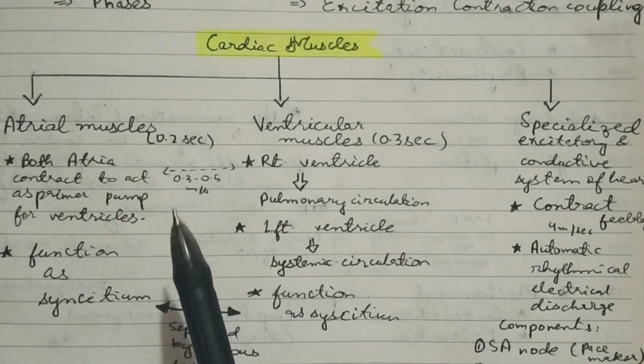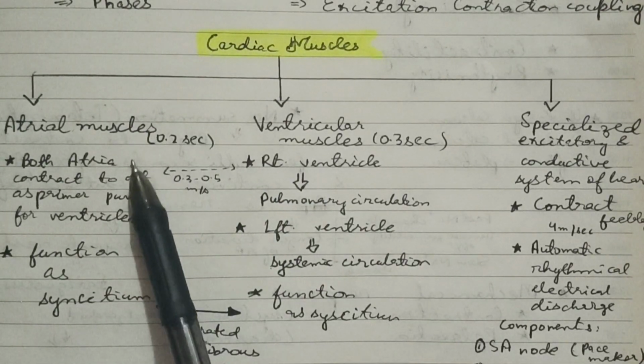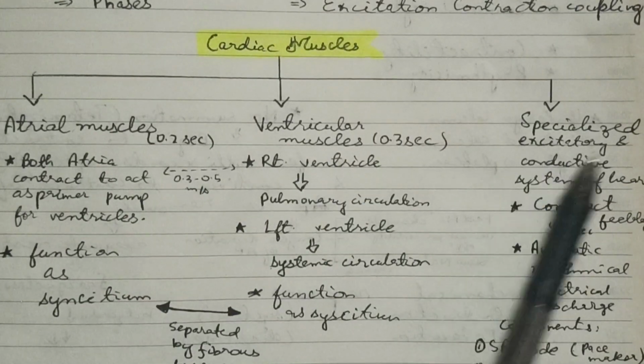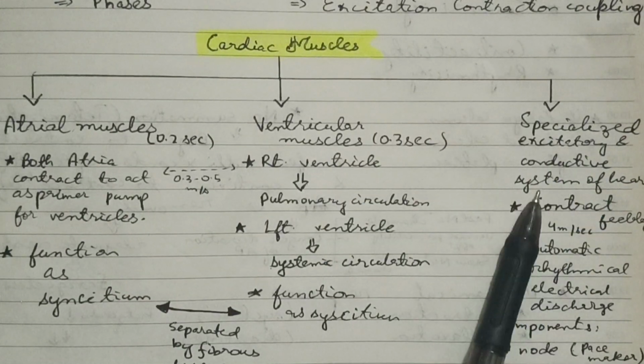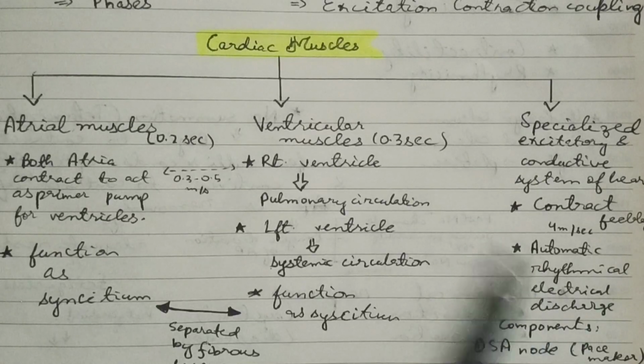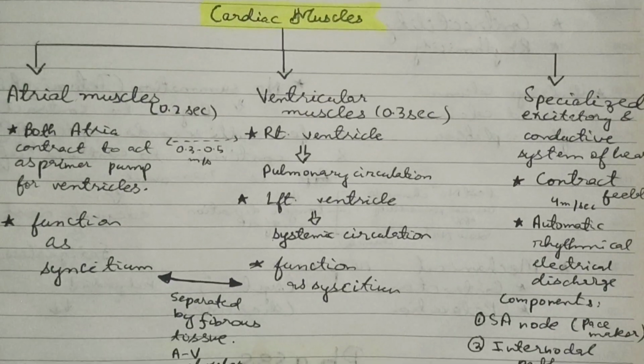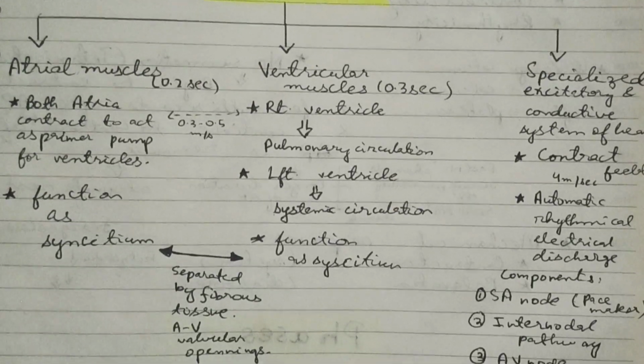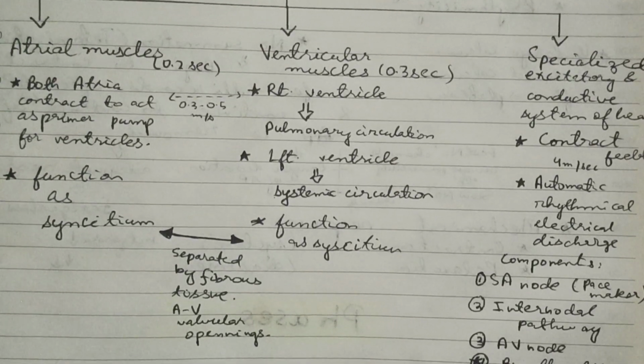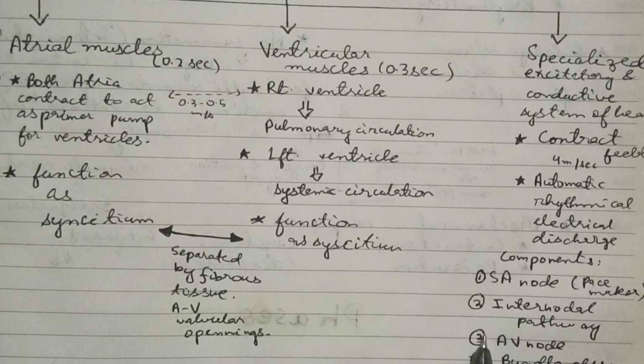The atrial muscles get innervation from the specialized excitatory and conductive system of the heart, which has five components. The main component is the sinoatrial node, or the SA node, which is also known as the pacemaker of the heart. It has mainly five components: the SA node, internodal pathway, AV node or the atrioventricular node, the bundle of His with the right and left bundle branches, and the Purkinje fibers. So how many components does it have? It has five components.